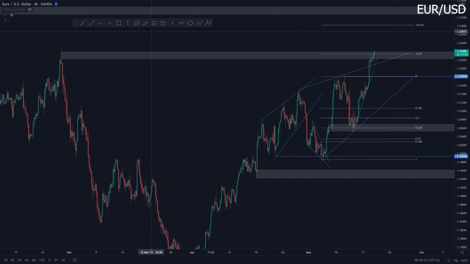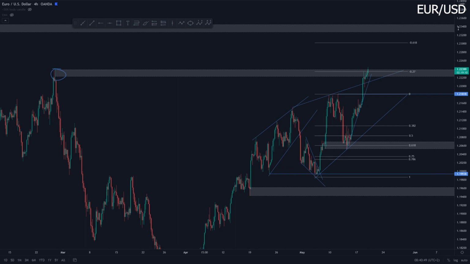So it's interesting to note that if the DXY remains bearish and Euro dollar is able to break above this high with multiple 4 hour closes, I will be looking for some short-term longs even higher back up into 1.23400.